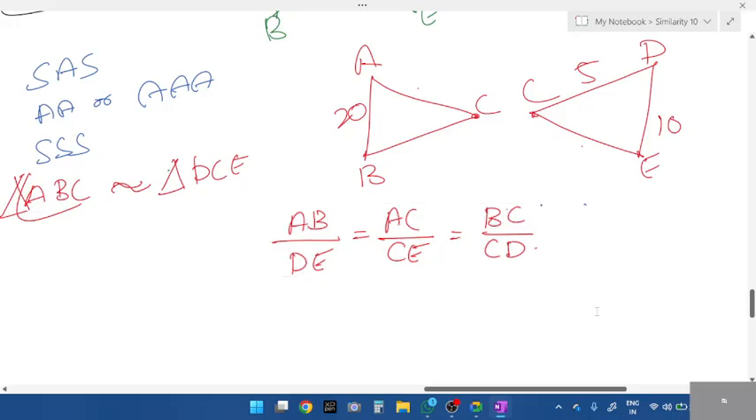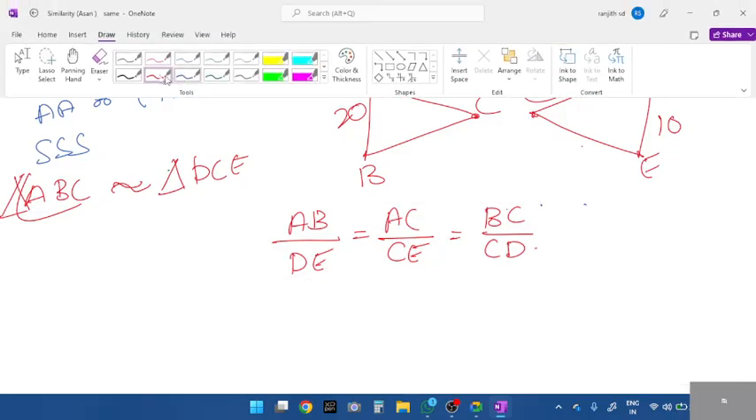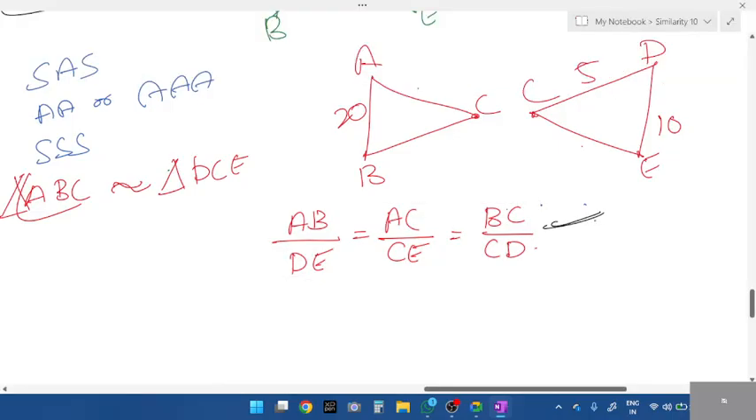Okay. Only if they are similar, you can use this concept. If they are not similar, you can't use it. Only if they are similar, use this concept. Now see here, AB was equal to DE. I have drawn two lines. AC is equal to CE, one line.